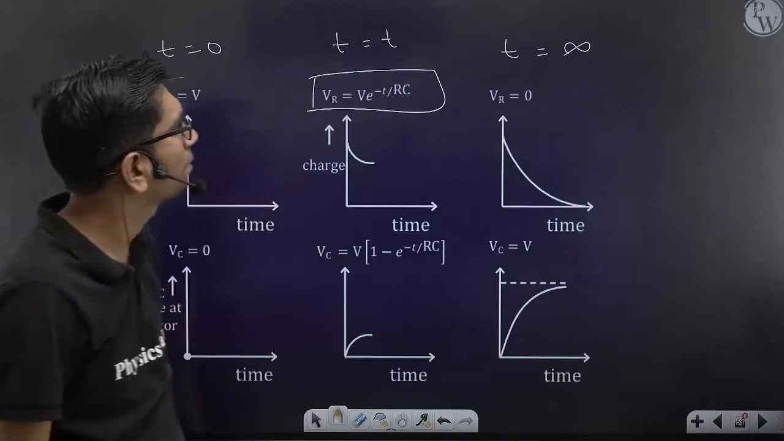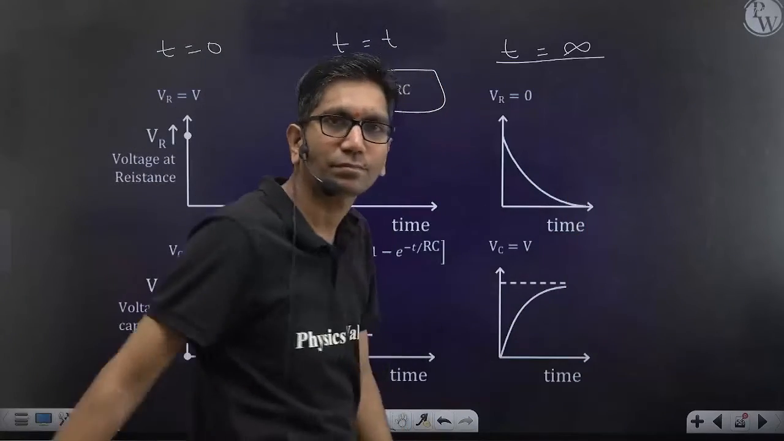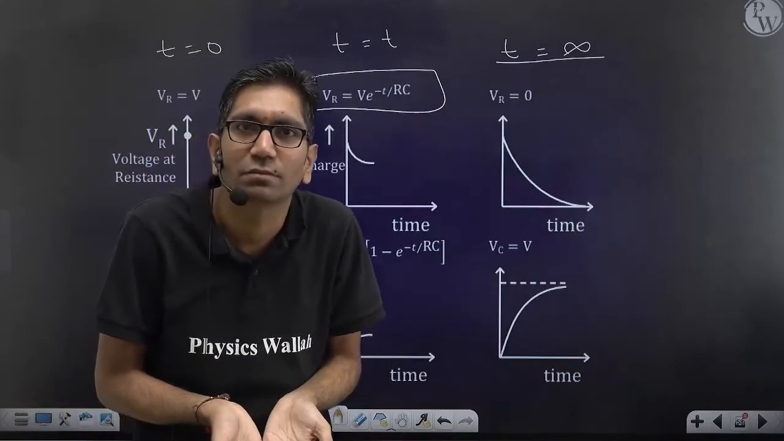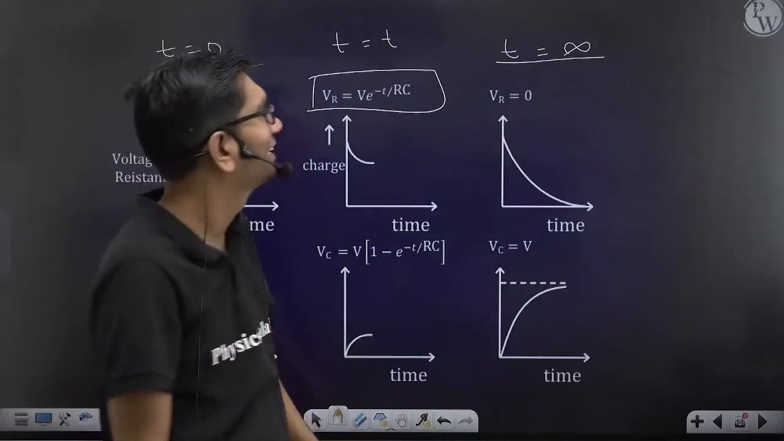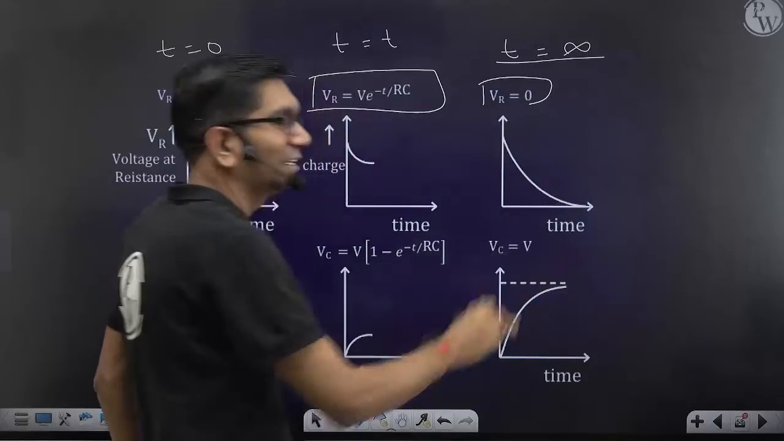Okay. At time t equal to infinite, voltage across the resistance is what? 0, because the total voltage drops across the capacitor. Correct? Like this we will get.